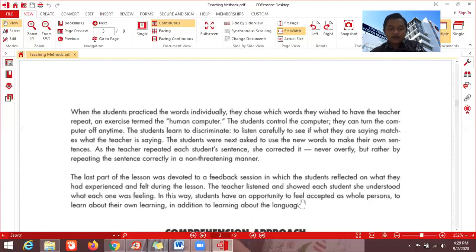In this way, students have an opportunity to feel accepted as whole persons, to learn about their own learning, in addition to learning about the language. So not only focusing on learning the language, but also the difficulties, the emotional feeling behind the learning needs to be addressed by the teacher. The teacher is used as a human computer, and the students begin to learn by themselves, achieving things that they set themselves, not the teacher. Although the teacher can still guide what they learn, what the students need to learn.